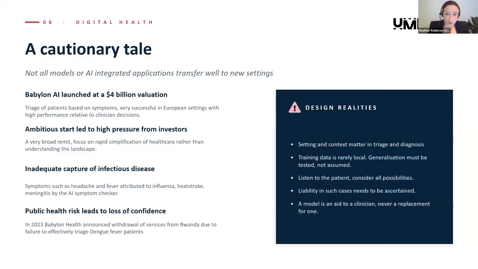And they did withdraw their services in 2023. They were able to later rebrand and enter the European market again. So I think, with a refocus and an understanding of the limitations of what they were doing, they were able to redeploy and recreate that company in a way that made sense.